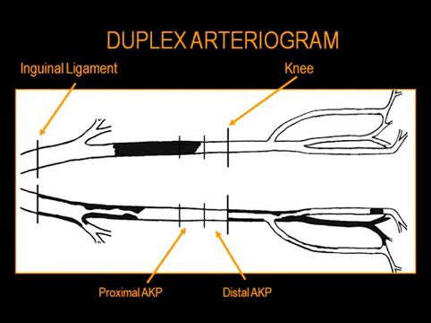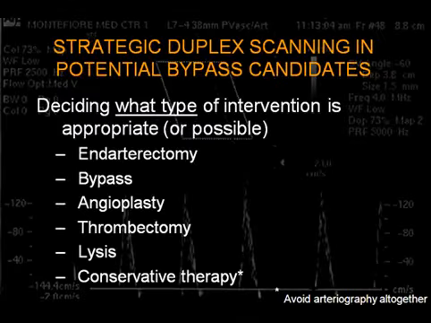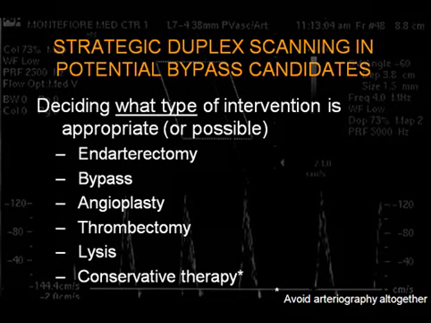Using techniques that I'm about to describe, we've been able to create arterial maps such as the one that you see here, and use these maps then to predict the type of intervention that would be most appropriate for the patient in question. This has allowed us to decide, again, what type of intervention is appropriate or even possible. These interventions can range from endarterectomy to bypass, angioplasty, thrombectomy, lysis, and in some cases, conservative therapy when the results of the duplex scan show that really no viable interventional procedure was appropriate, and this has allowed us to avoid arteriography altogether.